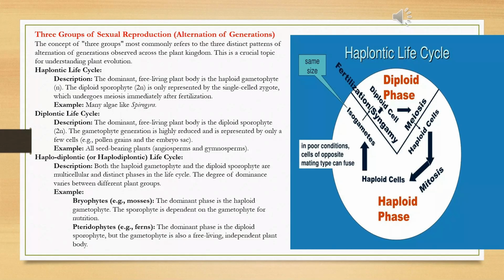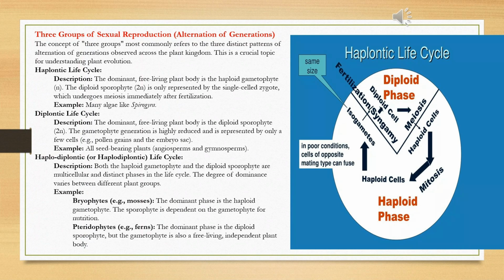The next one is the diplontic life cycle, which describes the dominant or free living plant body as a diploid sporophyte, which is 2n. The gametophyte generation is highly reduced and is represented by only a few cells. Examples: pollen grains and the embryo sac. So the examples are all seed bearing plants, angiosperms and gymnosperms.